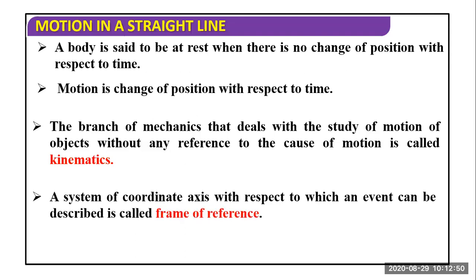Then we define a system of coordinates with respect to which an event can be described, called a frame of reference. So what is a frame of reference? It is the system of coordinate axes, meaning x, y, z axes, with respect to which we will define the motion. Whatever motion you say, suppose 4 kilometer per second, or the position of a particle, suppose you say 10 meter east and 4 meter north, that will be with respect to some origin plus x and y axis system. So that x, y, z axis system along with the watch, meaning clock, for measuring time, is called a frame of reference.